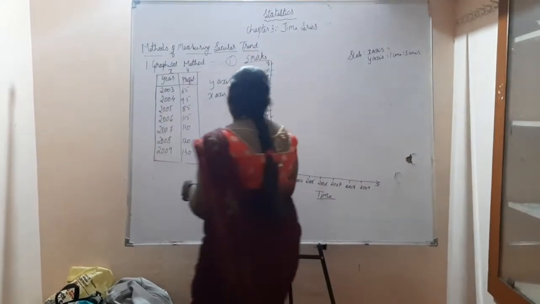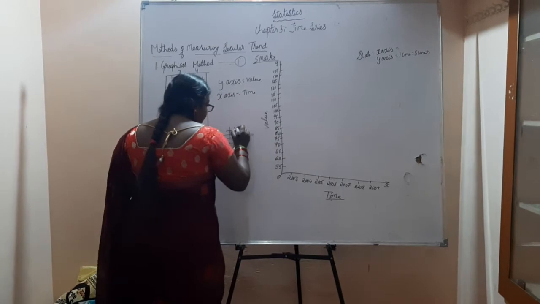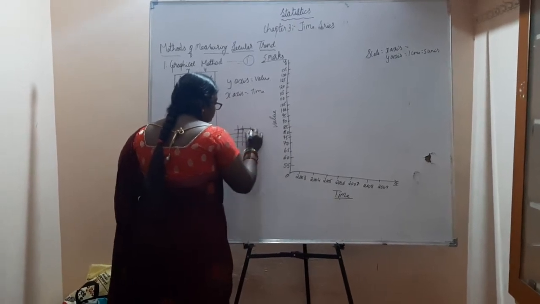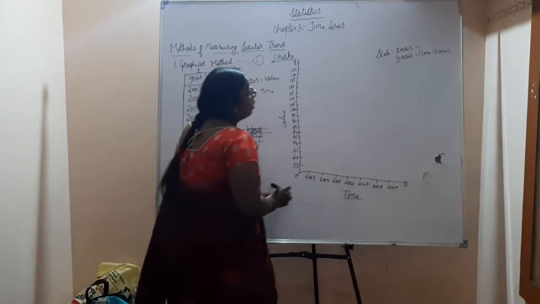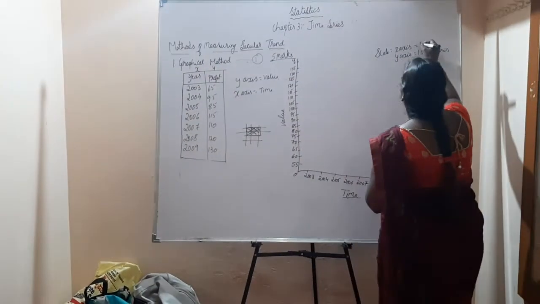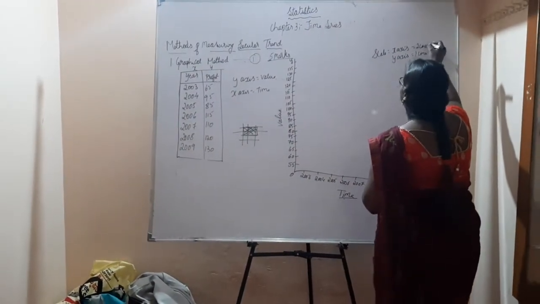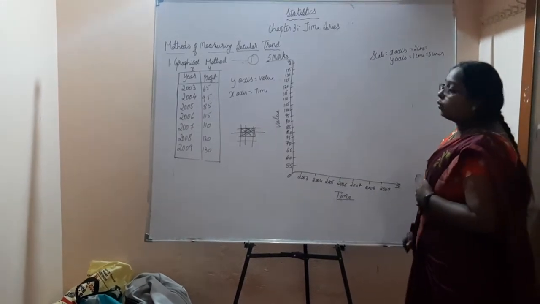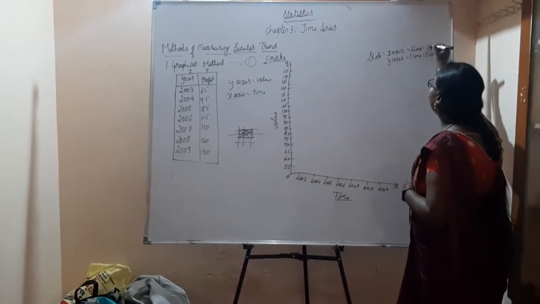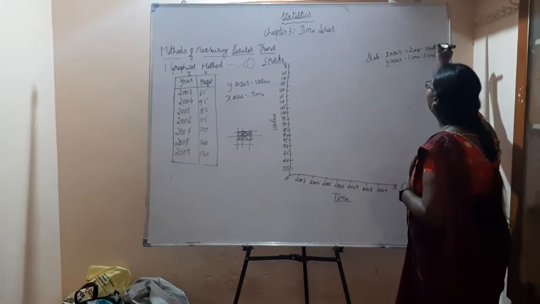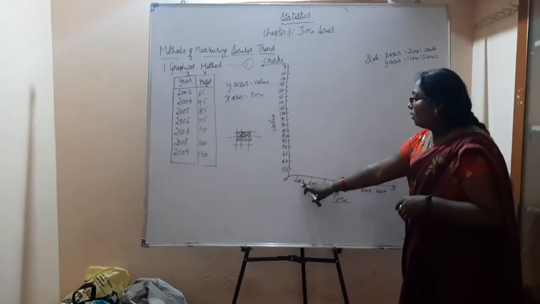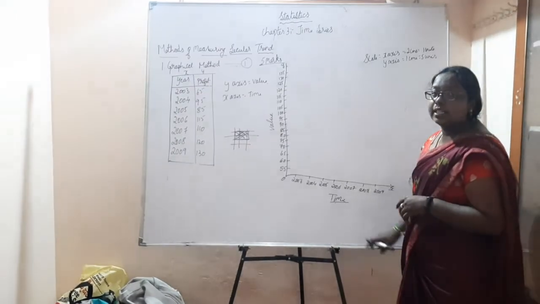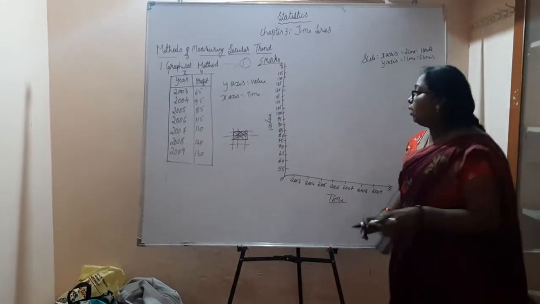For my graph to be neat, I am taking 2 boxes, that is 2 centimeters. One box is 1 centimeter, so 2 boxes will be 2 centimeters, and that is 1 unit. Why 1 unit here? Because the difference between each year is 1: 3, 4, 5, 6. So I will be taking 1 here.